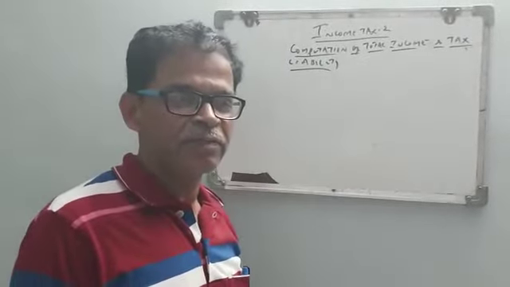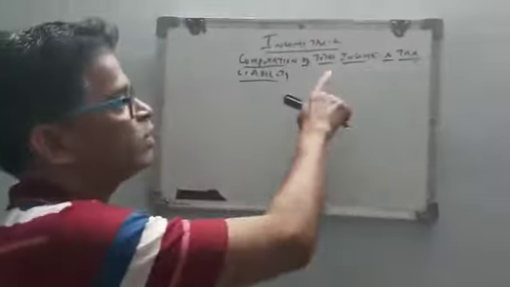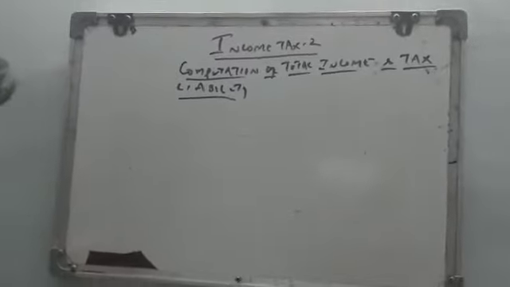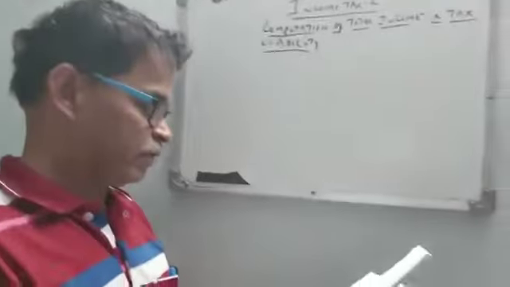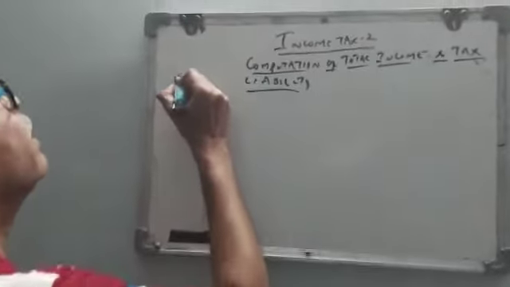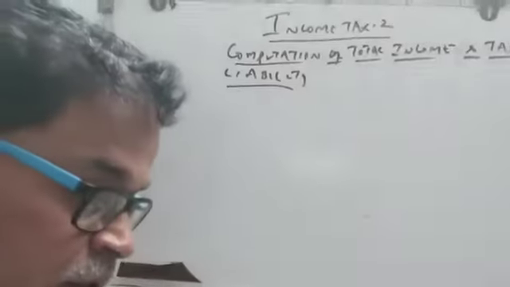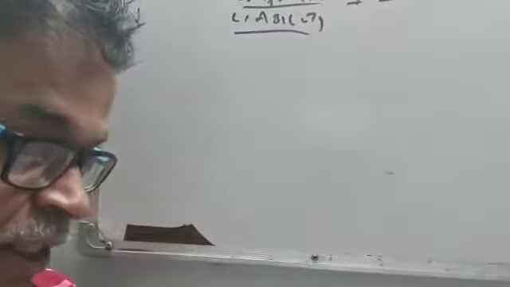So already we discussed how to compute total income and tax liability. Now we'll discuss problem number 5. This is problem number 5 in the textbook, the Premraj Publications Amsarala. I'll read it and we'll discuss it.